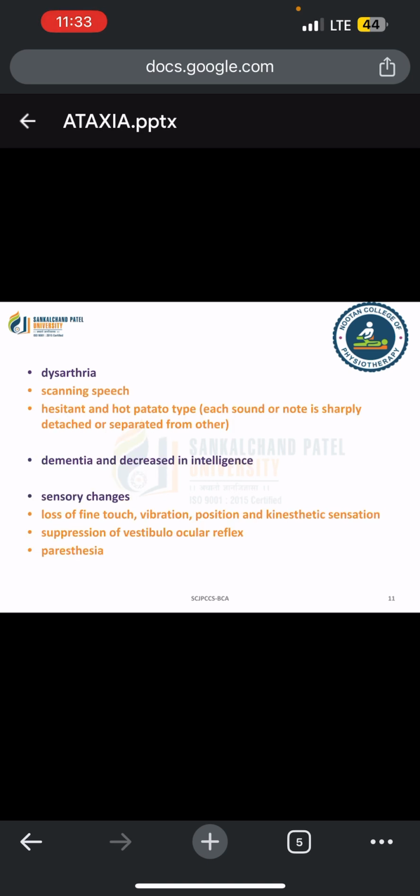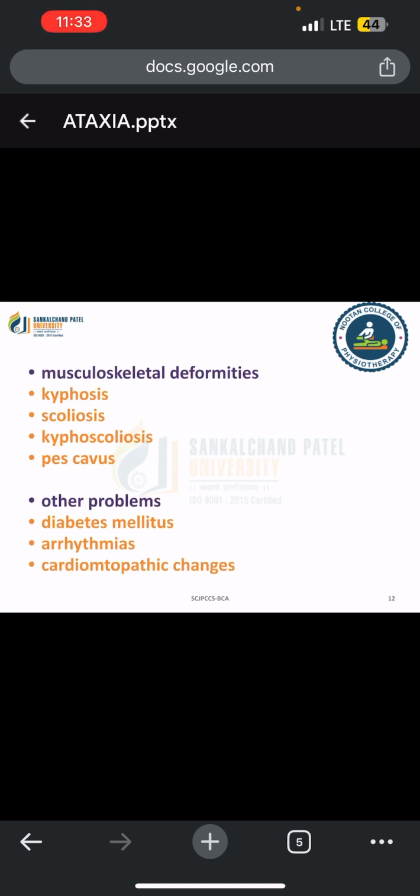Then, dysarthria. In dysarthria, there is scanning of speech, hesitant, and hot potato type. Hot potato type means each sound or note is sharply detached or separate from the others. Then next one is dementia and decrease in intelligence. Next one is sensory changes. In sensory changes, there is loss of fine touch, vibration, position, and kinesthetic sensation, suppression of vestibulo-ocular reflexes, and paresthesia.